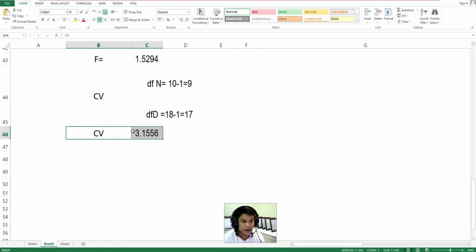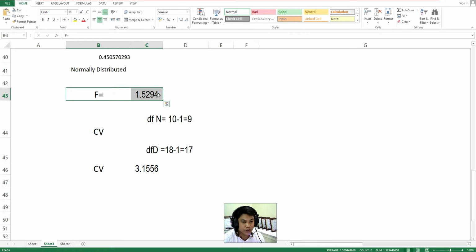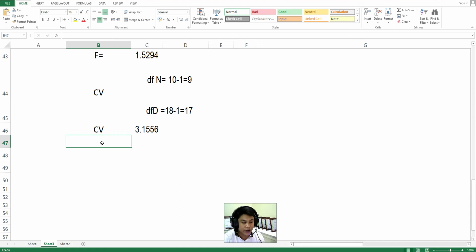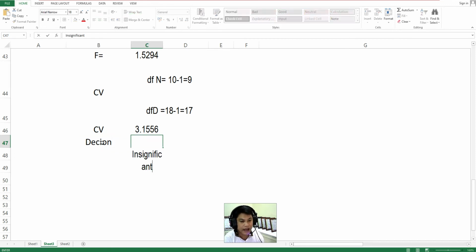So therefore, we compare the F value, 1.5294, and the critical value, 3.1556. If you look, the computed F does not go beyond the critical boundary. That means there is no significant difference in the variances. So they are not varied. So our decision here is that it is insignificant. And if you analyze, usually our null hypothesis is that there is no difference, but then it is accepted because as a result, it's insignificant. So therefore, our null is accepted.